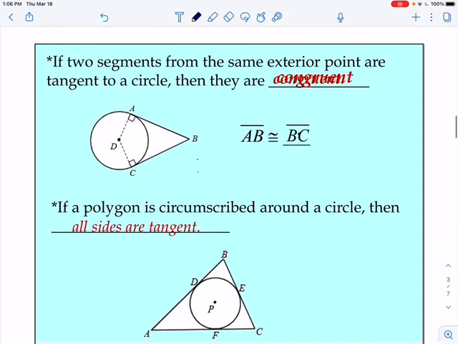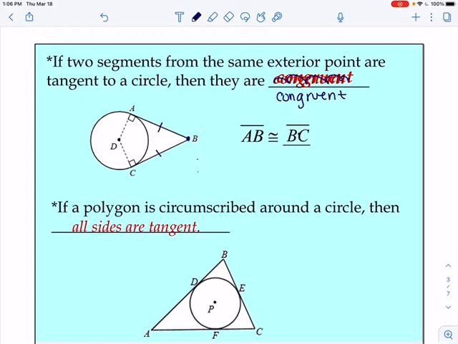Okay, and if two segments from the same exterior point are tangent to a circle, then they are congruent. Okay, so they're congruent, which means again with that picture on the left-hand side here, AB is tangent to the circle and BC is tangent to the circle and they meet at that point B. Again, AB is going to be congruent to BC.